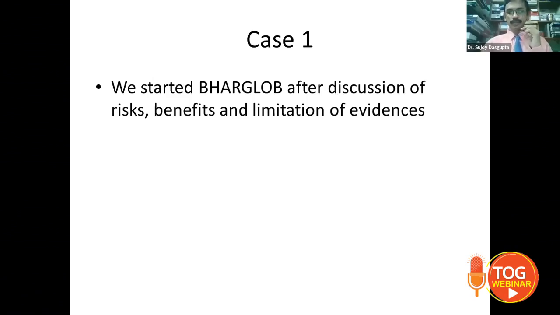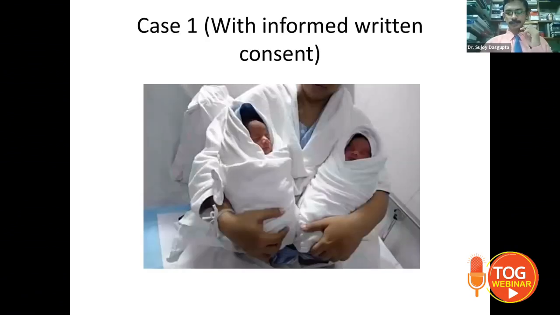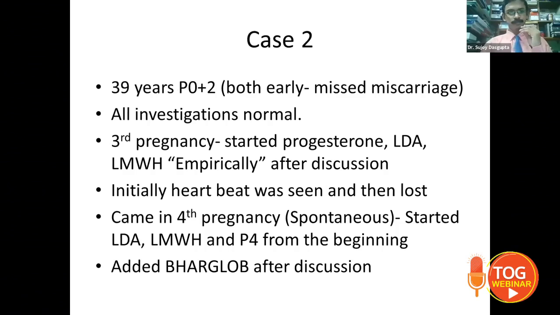Okay, thank you. I think we'll go to the next case. This was the outcome of Dr. Sujay's first case. This is the second case: a 39-year-old with 2 early miscarriages. All investigations were normal. Third pregnancy, how do you approach the third pregnancy? I think over to Dr. Sujay, I think you will be able to take this.